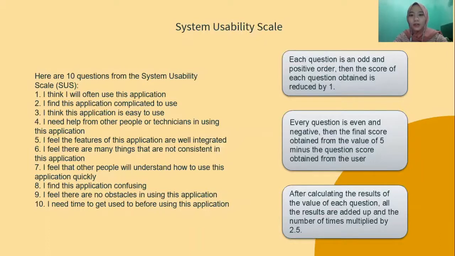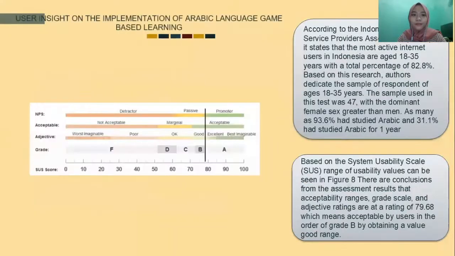To calculate the result: 1. If the question is odd and positive, then the score of each question obtained is reduced by 1. 2. If the question is even and negative, then the final score is obtained from the value of 5 minus the question score obtained from the user. And last, after calculation, the results of the values of each question are added up and the total is multiplied by 2.5.